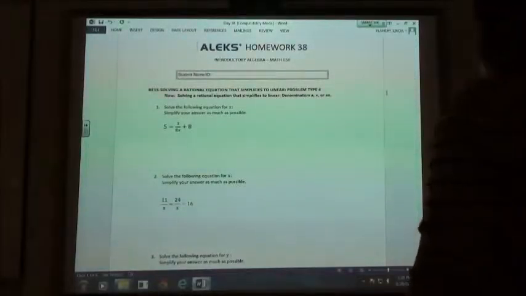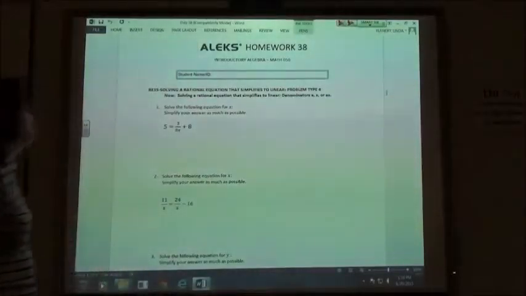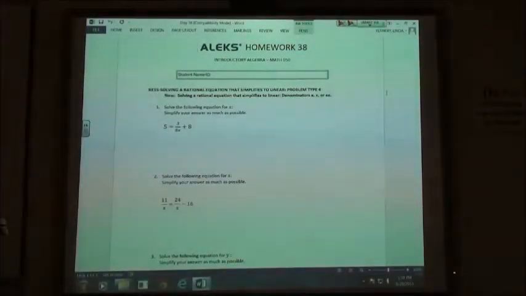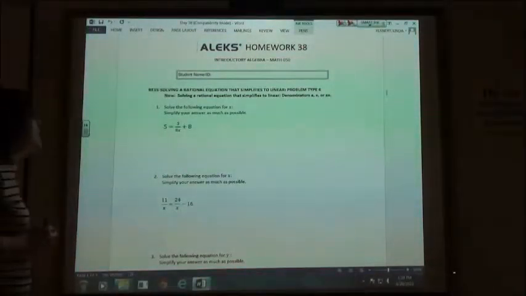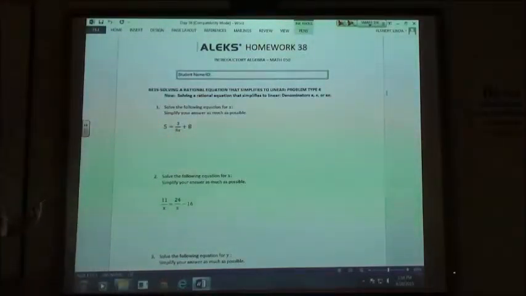All right, introductory algebra homework 38. We are solving rational equations that simplify to a linear equation. A rational equation means it has a fraction in it. And anytime we have a fraction in an equation, usually the first step is to get rid of my fraction by multiplying by my common denominator.